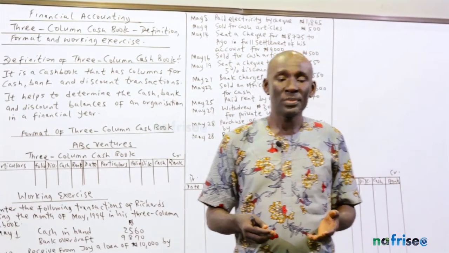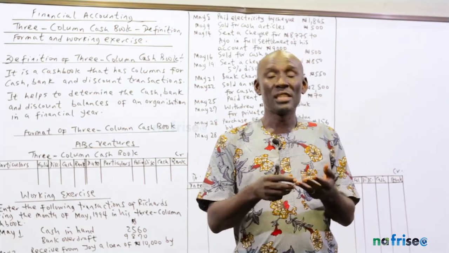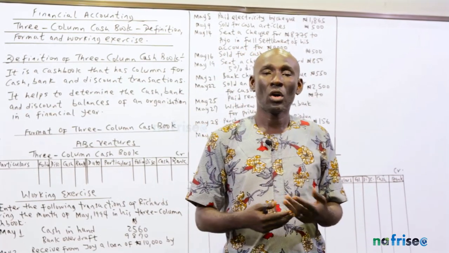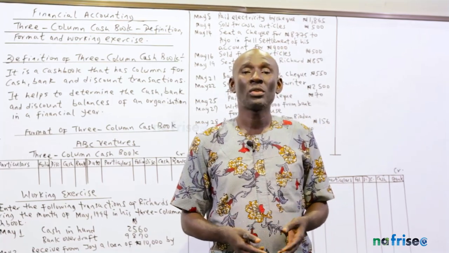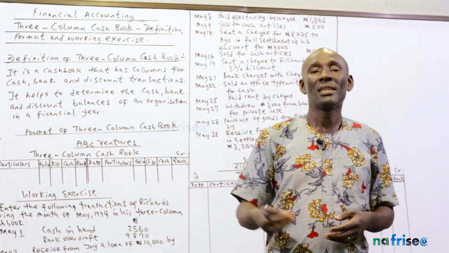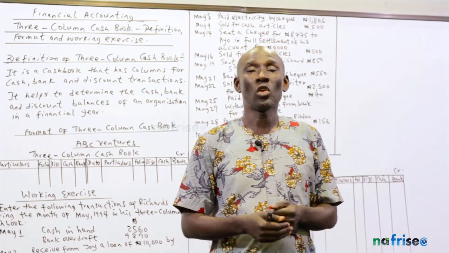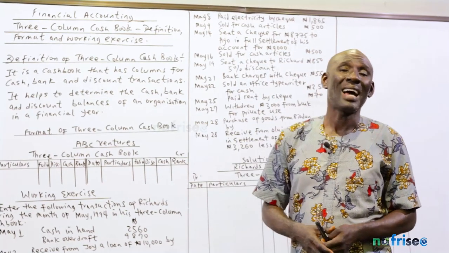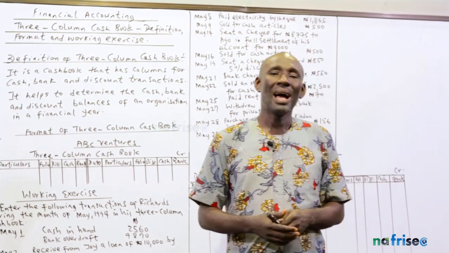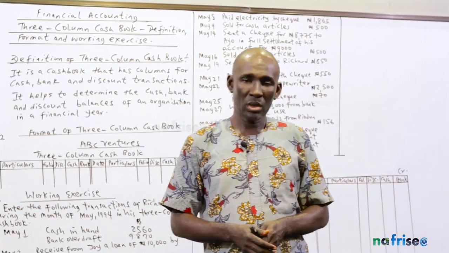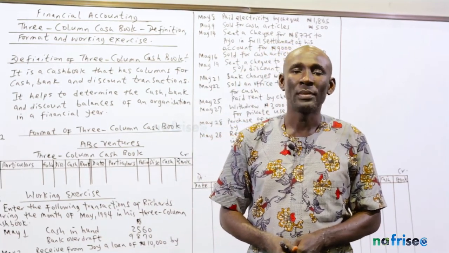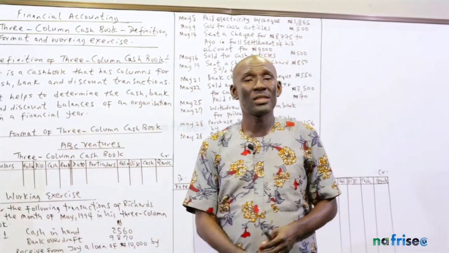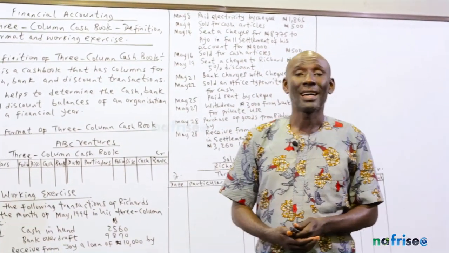There are organizations that accept cash, they receive check, and they also give discount to their customers who are their debtors, and equally receive discount from their suppliers who are their creditors. So today, we're going to look at how such transactions are posted in the cash book, that is, the three-column cash book. Having said that, our next learning objective is the format of three-column cash book.